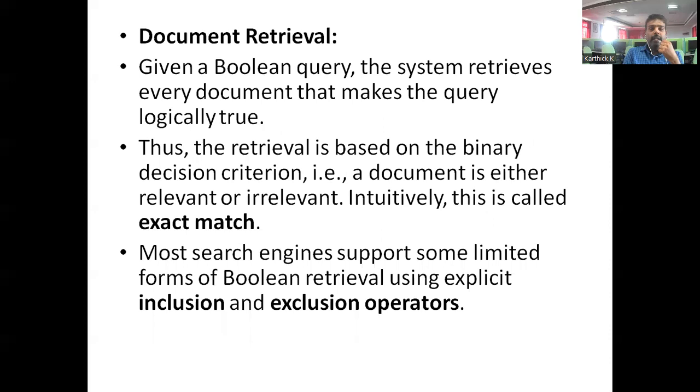So given a query, the system retrieves each document that makes the query true. So the retrieval is based on a binary decision criterion. That is, a document is either relevant or not relevant. So here we have only two options. Either you retrieve the document that is true, that is an exact match, or no match. Only two results are possible.